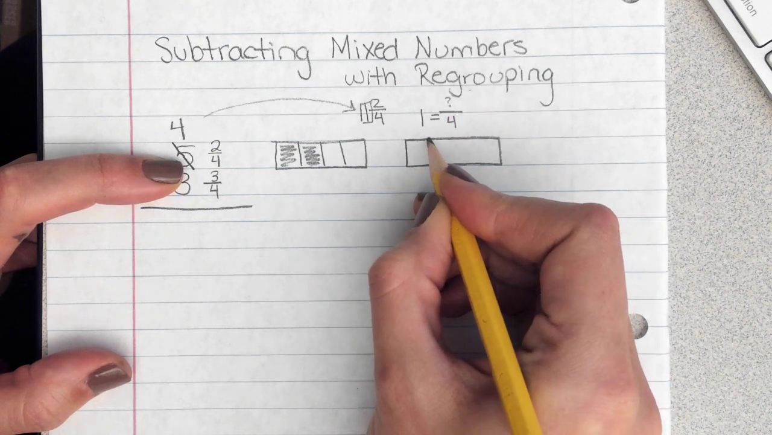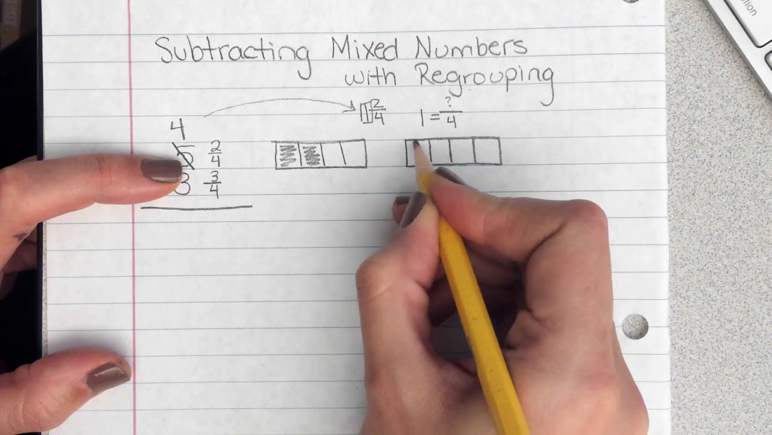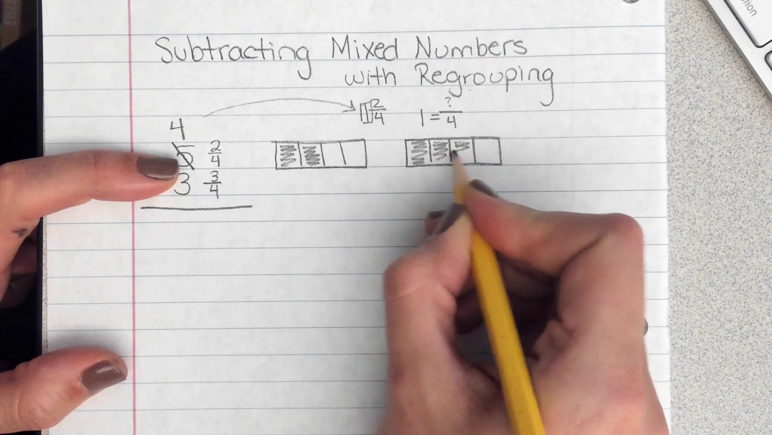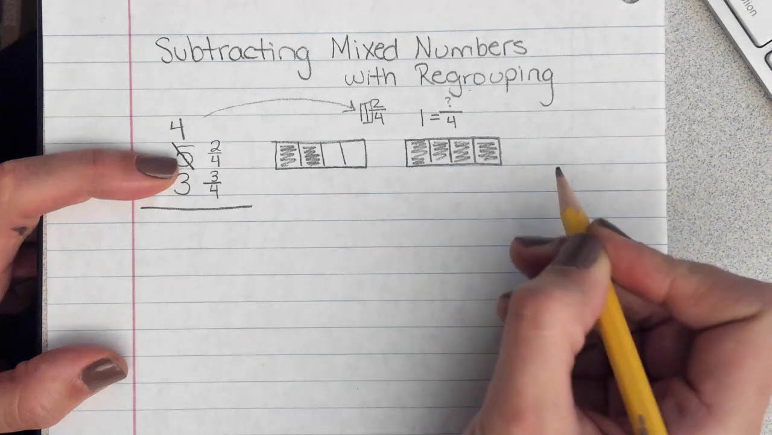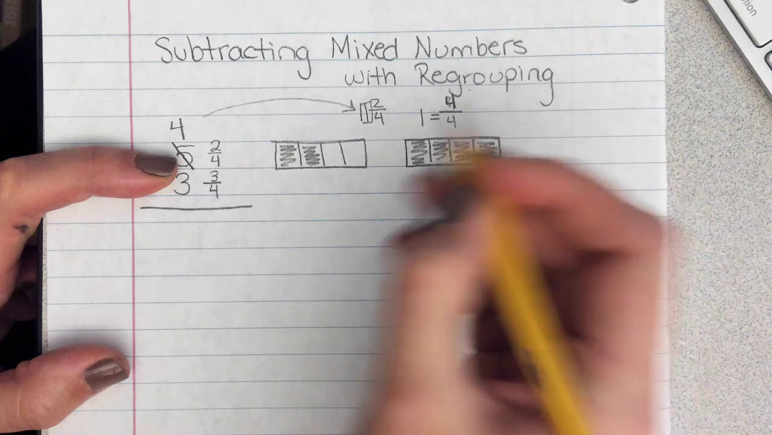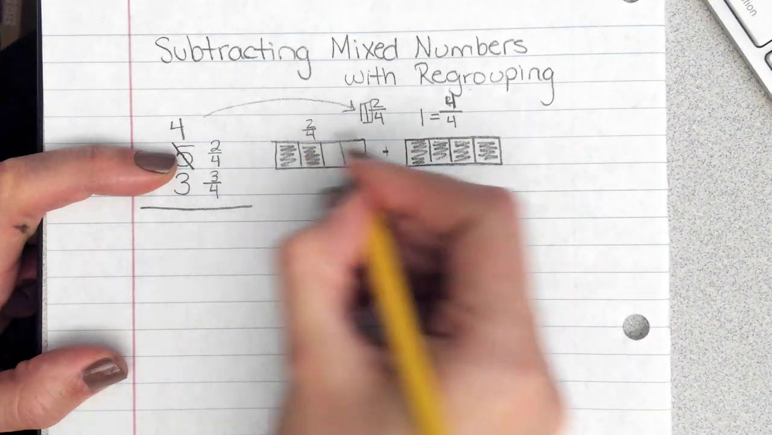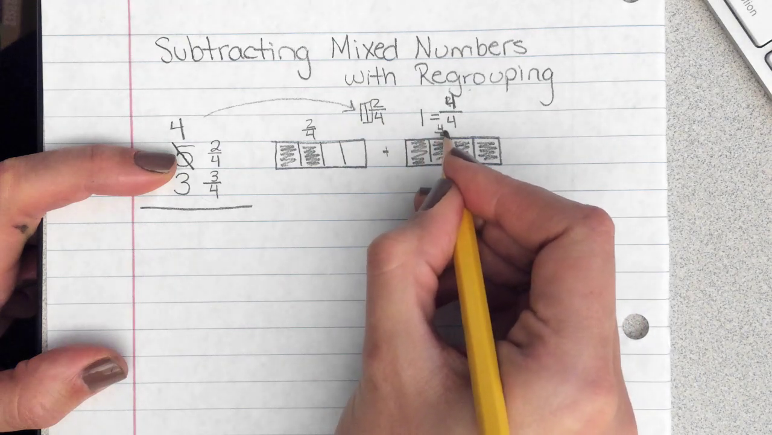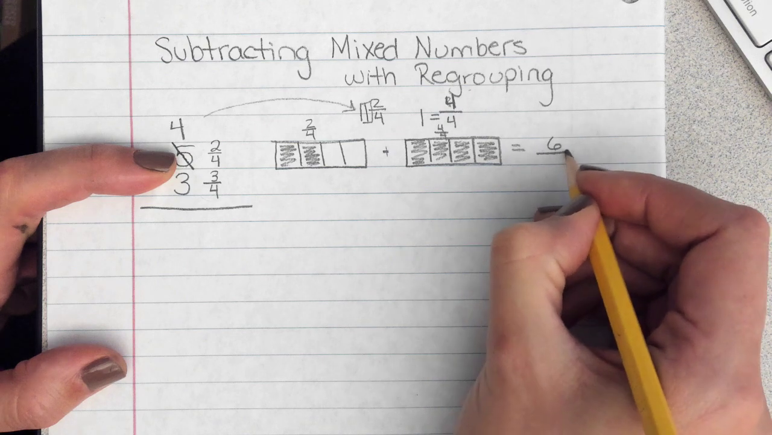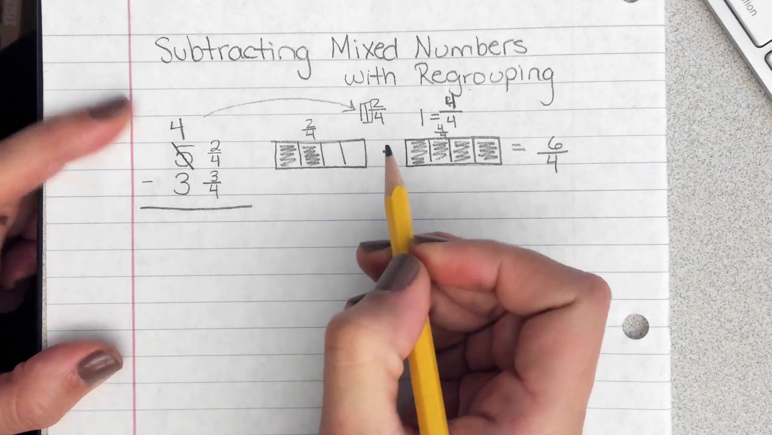This is something we're struggling with, so let's see. How many fourths equals one whole? So I have it in 4, so let's see. If I shade in the entire thing, I have 1/4, 2/4, 3/4, 4/4. So 1 equals 4/4. So now I have 2/4 plus 4/4. My new fraction is going to be 6/4. 1, 2, 3, 4, 5, 6.